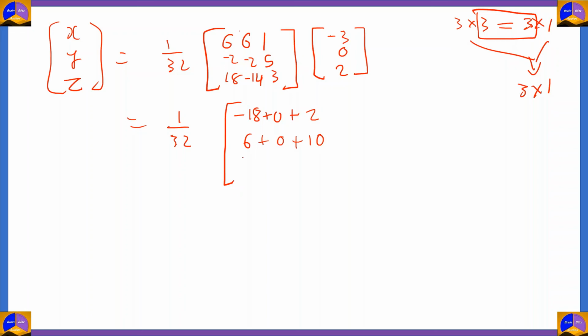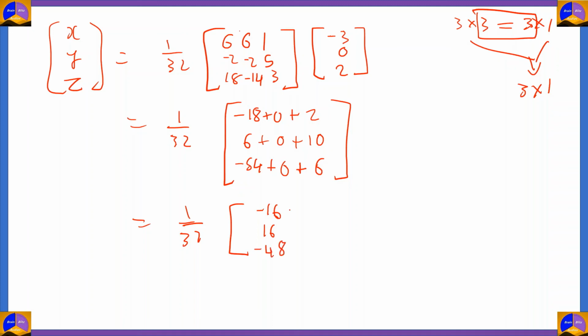The third element, 18 times minus 3 is minus 54. Plus minus 14 times 0 is 0. Plus 3 times 2 is 6. On adding, we'll get 1 by 32 into the matrix will be minus 16, 16, and minus 48. Now we divide it by 32. So it will be minus 16 by 32, 16 by 32, minus 48 by 32.